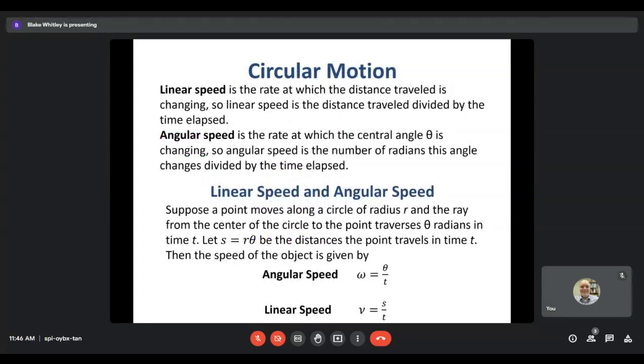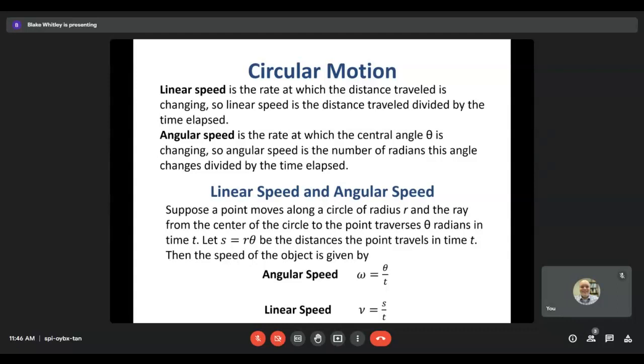All right, now circular motion. So with circular motion, we have two types of speed. We have both a linear speed and an angular speed. Linear speed is the rate at which the distance traveled is changing. So whenever you're calculating a linear speed, we're going to take the distance and we're going to divide by the time. And if you think about it, if you're driving a car, linear speed would be like miles per hour. Miles being your distance, hours being your time. You're taking miles and dividing by time.